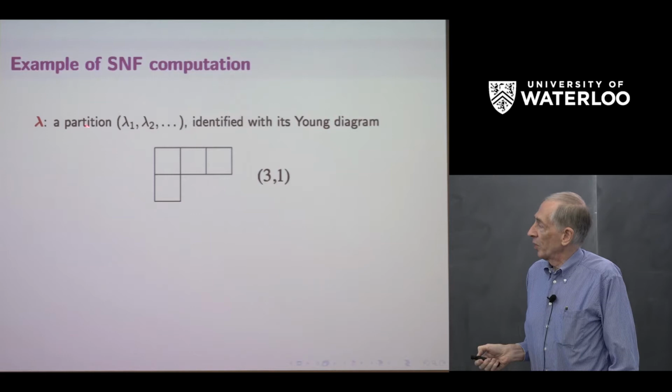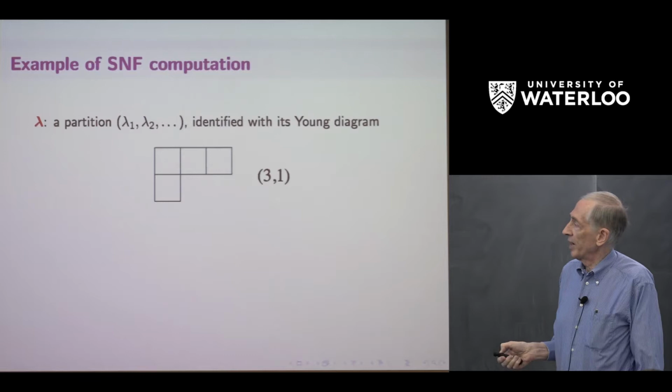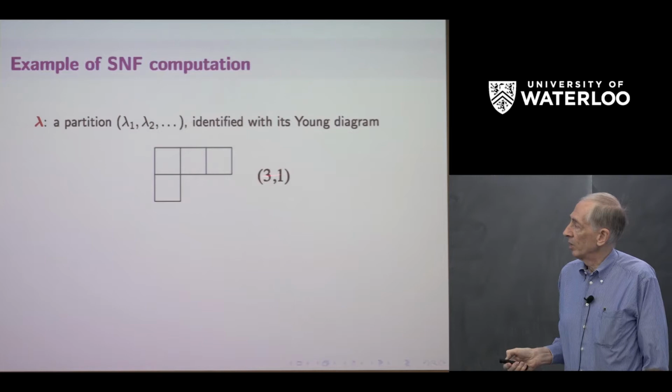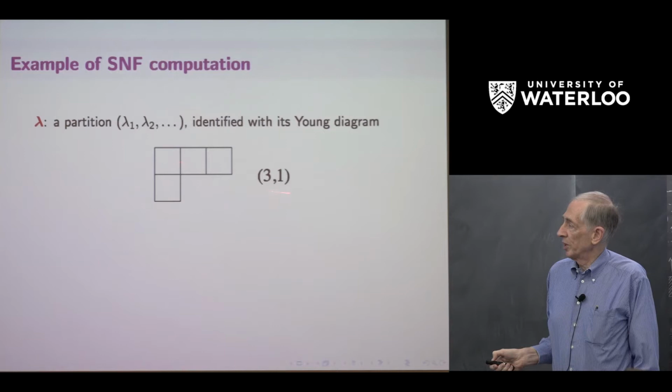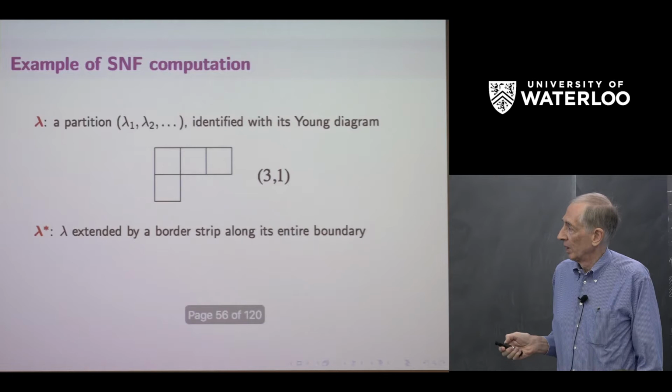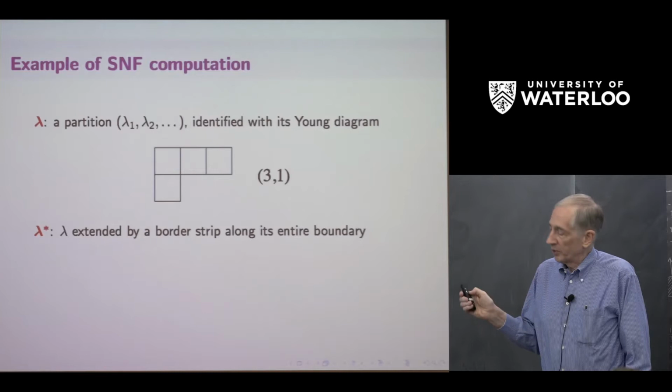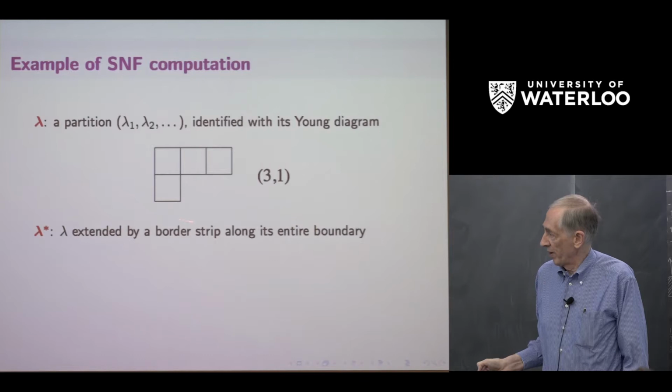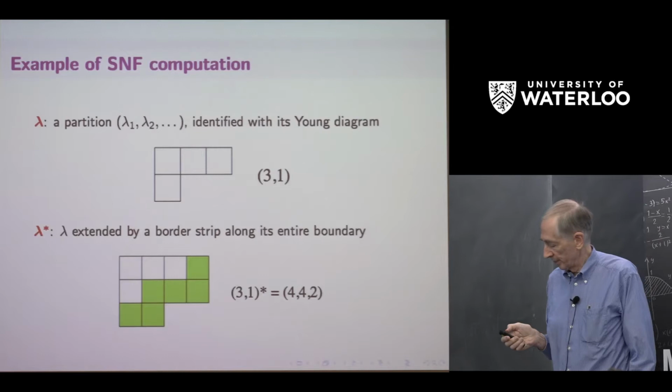We'll start with a partition lambda, a weakly decreasing sequence of non-negative integers with a finite sum, such as 3, 1, and then zeros. We can identify this partition with its Young diagram like this, 3 squares in the first row and 1 in the second. Lambda star will be the partition we get by extending this diagram by putting a strip of squares around it, like this. So this is (3,1) star. It's actually the partition 4, 4, 2.